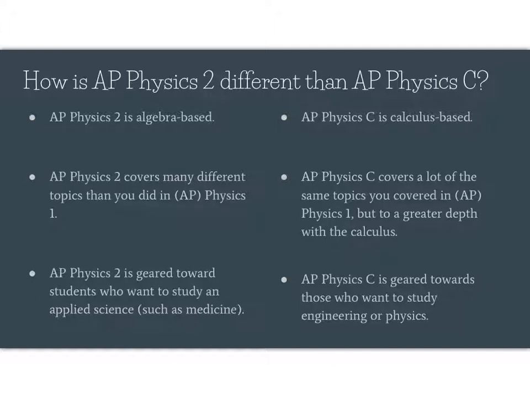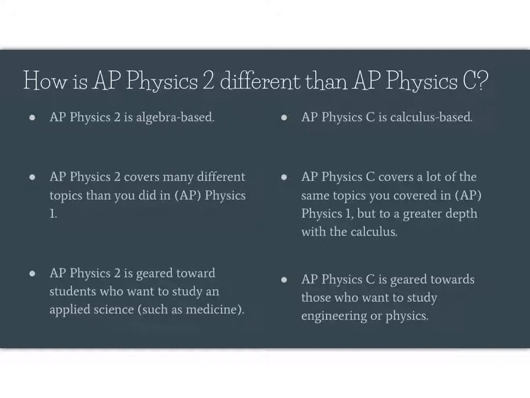If you are considering a second year of physics, you do have two choices, AP Physics 2 and AP Physics C. So I just want to take a second and compare and contrast those for just a moment. AP Physics 2 is an algebra-based course. It's the continuation of AP Physics 1. So it's going to cover completely different topics than you did in your first physics course, but it's going to use the same level math. And like I mentioned earlier, it's really about students who want to study an applied science. So if you're thinking about pre-medicine or something like that, that's what AP Physics 2 is targeted for.